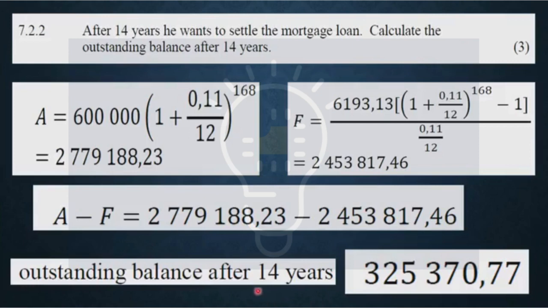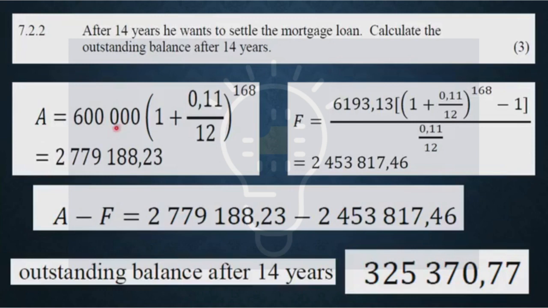But look at the next question. The next question says, after 14 years, this man wants to settle the mortgage loan. In other words, he wants to pay it off completely. Calculate the outstanding balance after 14 years. Now, there's more than one way to actually do this. What I've done, I've chosen to use the following method, and it works very well because it involves the future value annuity formula. I find the compound interest.